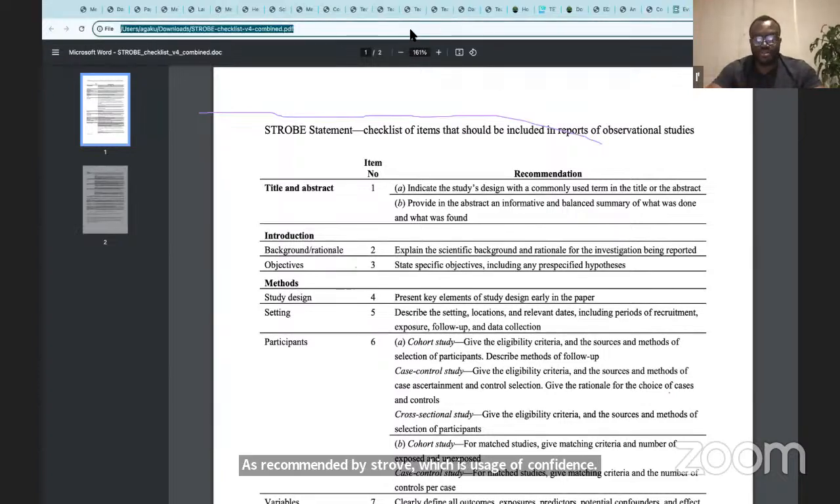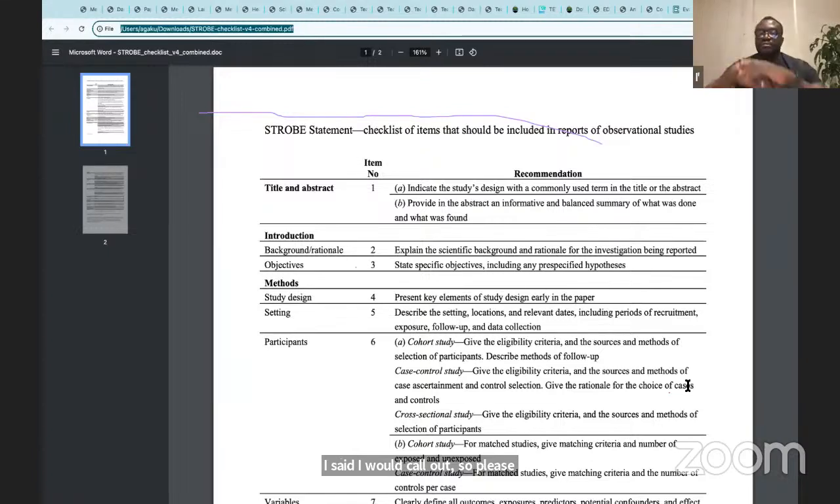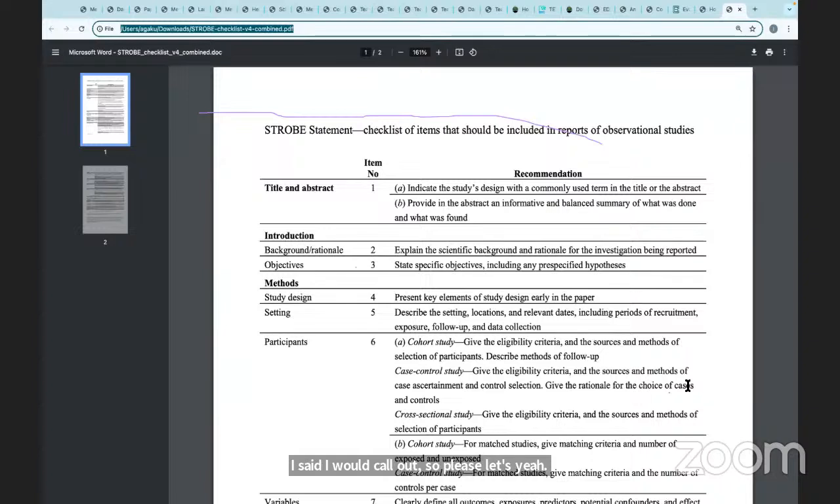All right, I'm going to drop the STROBE guidelines here for you. All right, please go ahead. You asked me a question. No, I said I would call out names, so please. Okay, sorry. All right, go ahead. Sorry. Hyacinth, it was your turn actually, before someone asked. Okay, you're not allowing me. Okay, thank you. Thank you, Prof.